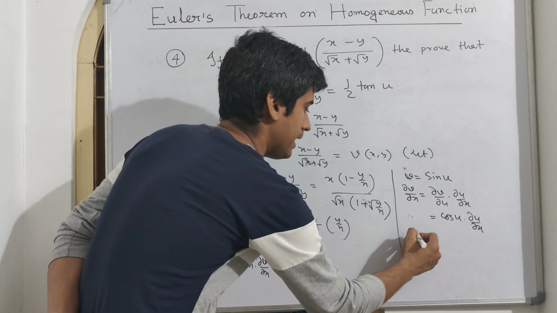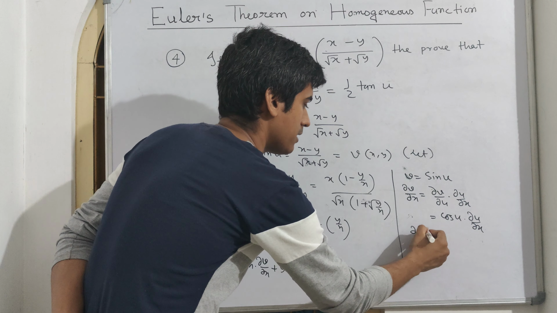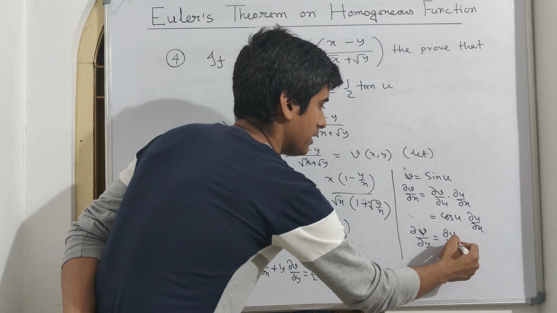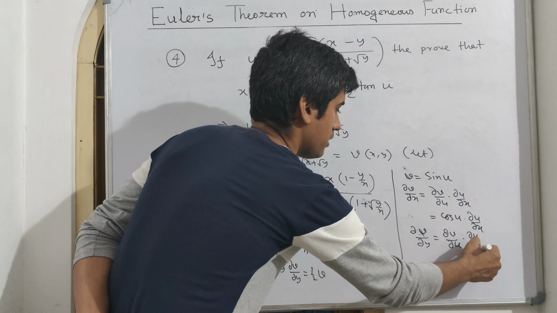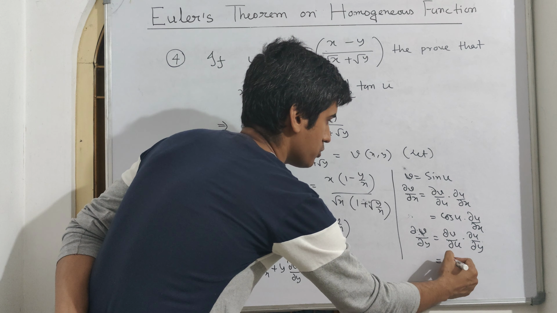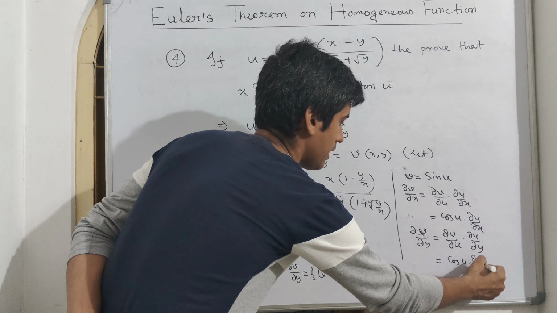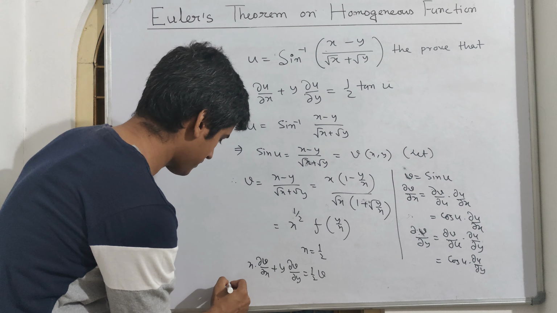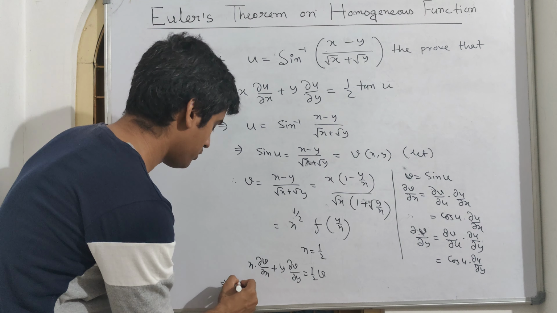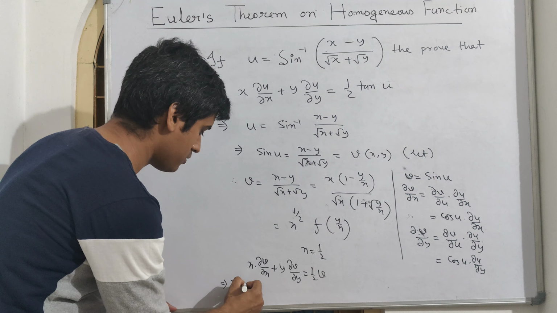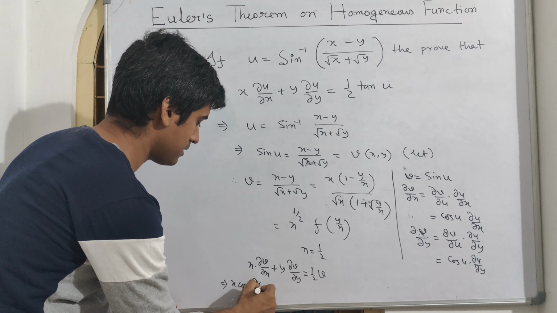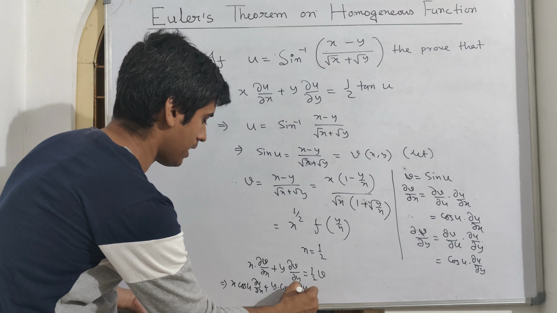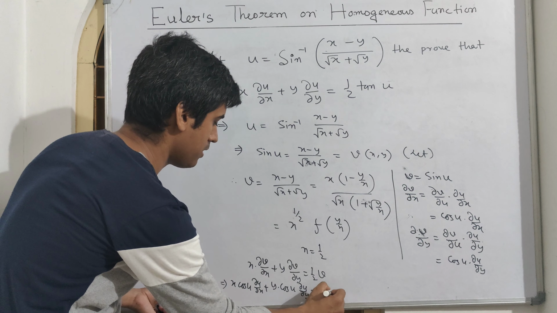Similarly, ∂v/∂y equals ∂v/∂u into ∂u/∂y, so ∂v/∂y equals cos u into ∂u/∂y. Putting the values, we will get x into cos u ∂u/∂x + y into cos u ∂u/∂y equals half sin u.